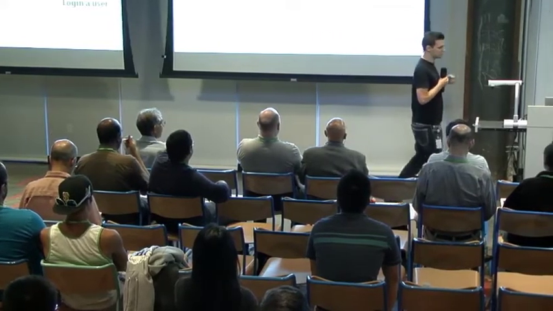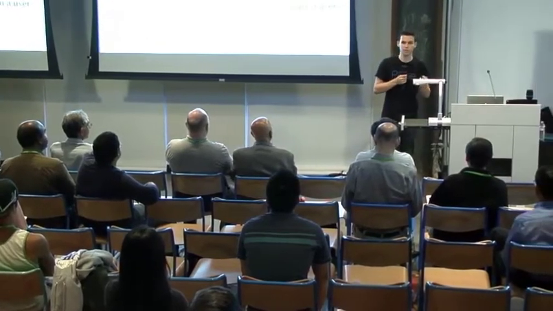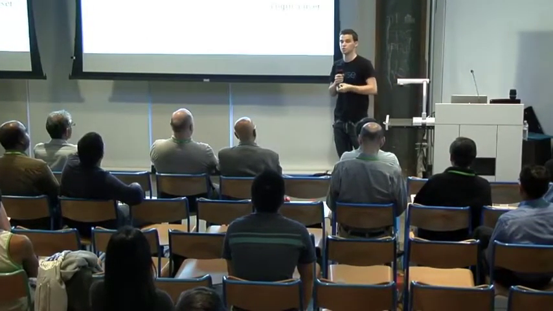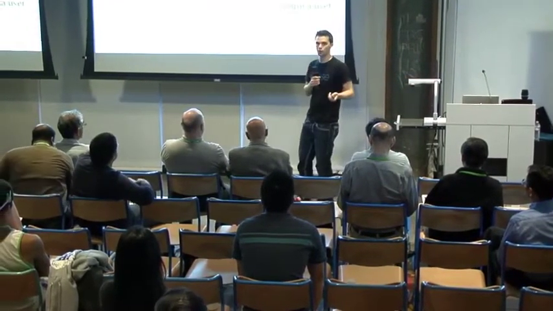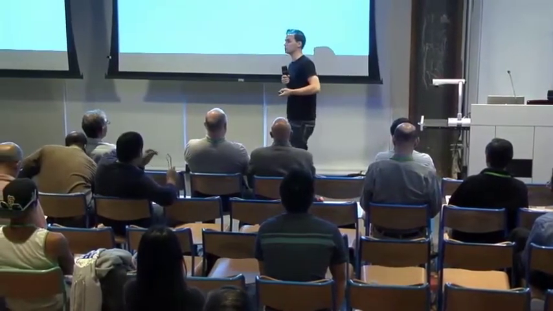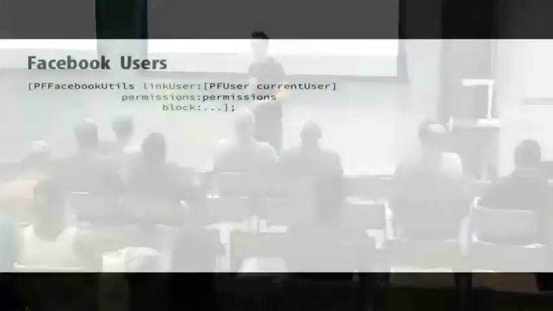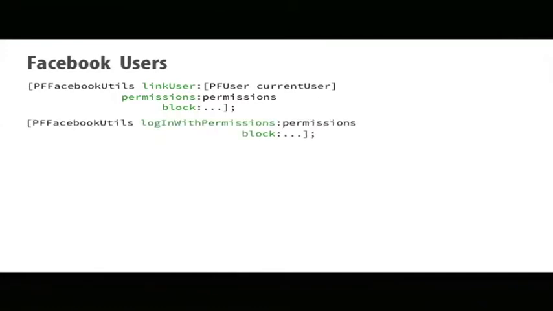But we said that Instagram doesn't just have users. They have this special kind of users using Facebook and Twitter. So how do we do that using Parse? Well, we try to make it as simple as possible again. So you'll just drop in the Facebook SDK if you want to use Facebook. For Twitter, I believe there's an SDK as well you'll have to drop in. And you can either log in or link a user to a Facebook account.